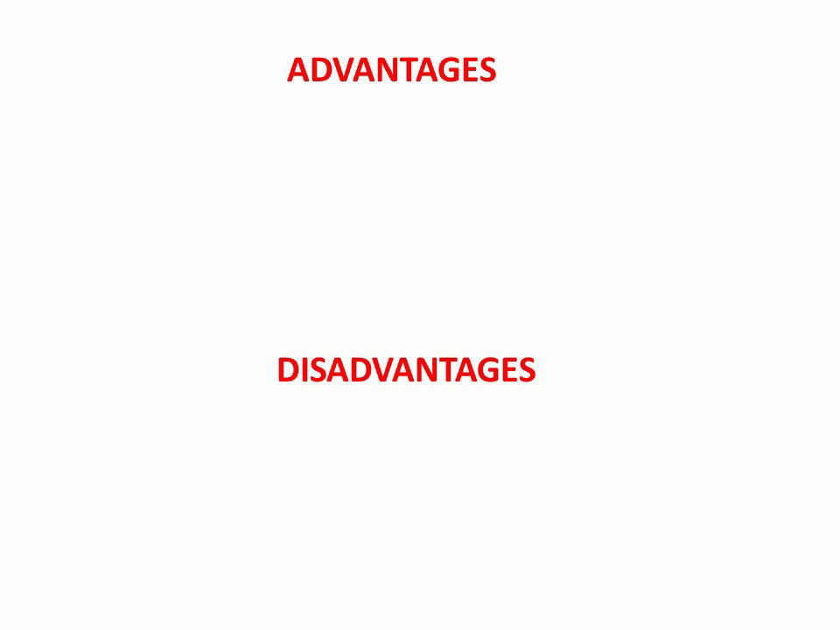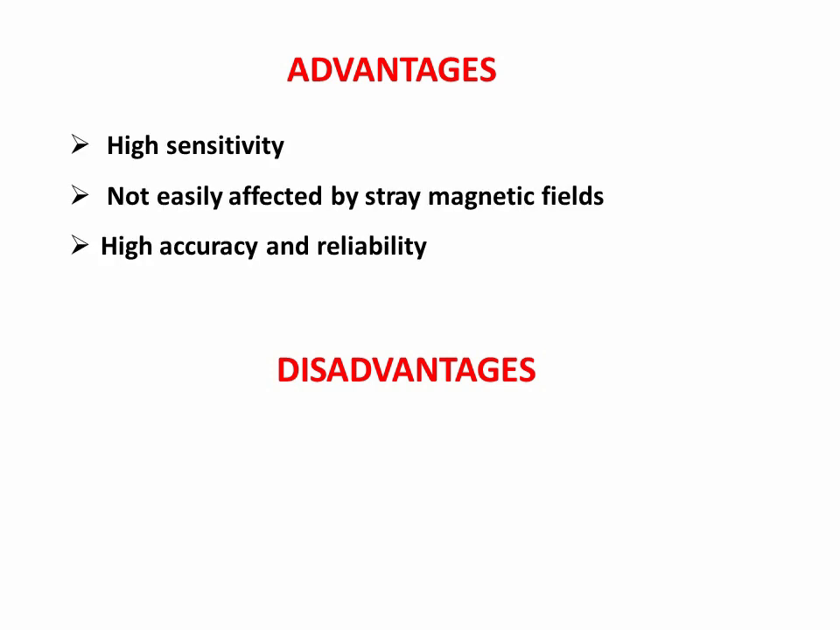Let us see the advantages and disadvantages of moving coil galvanometer. First, we see the advantages. It has high sensitivity and is not easily affected by stray magnetic fields. Why? Because we place a soft iron core in between the magnets. So, a radial magnetic field is produced, so the concentration of that magnetic field is only in between the magnet poles and the soft iron. Next advantage is high accuracy and reliability.